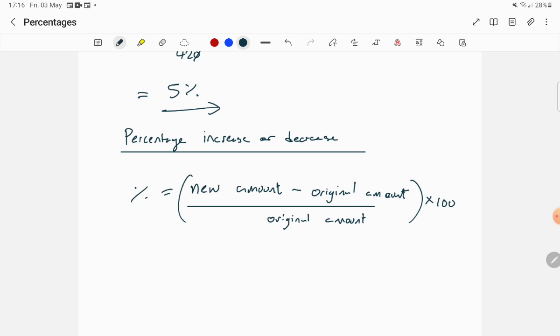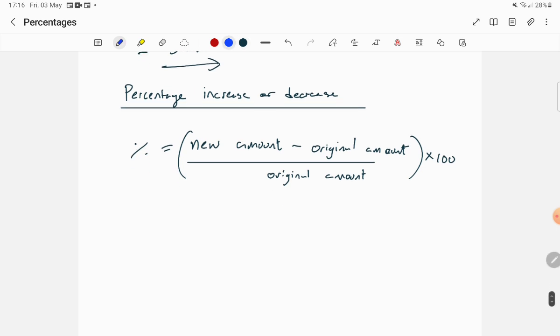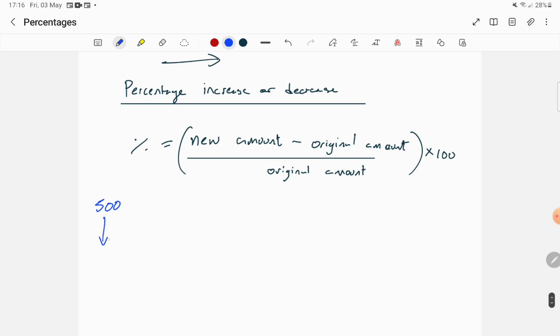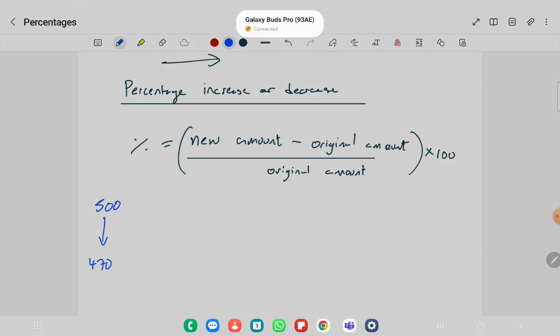So for example, if the number of learners taking maths dropped from 500 to 470, the original amount would be 500. Just a made up example. The number of learners taking maths goes from 500 to 470, so the new amount now is 470.